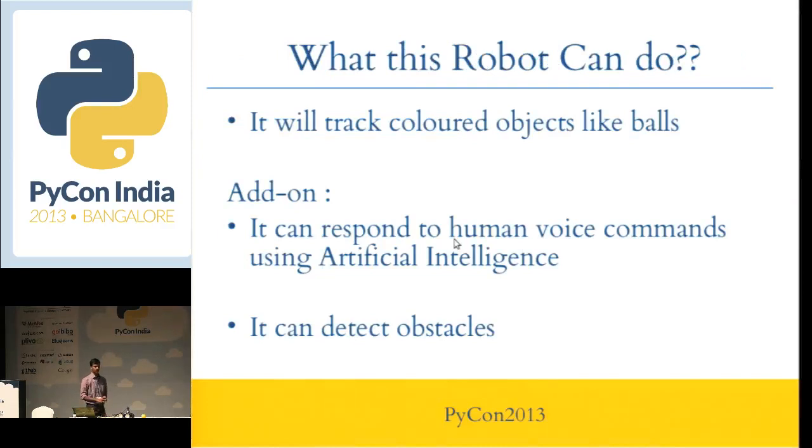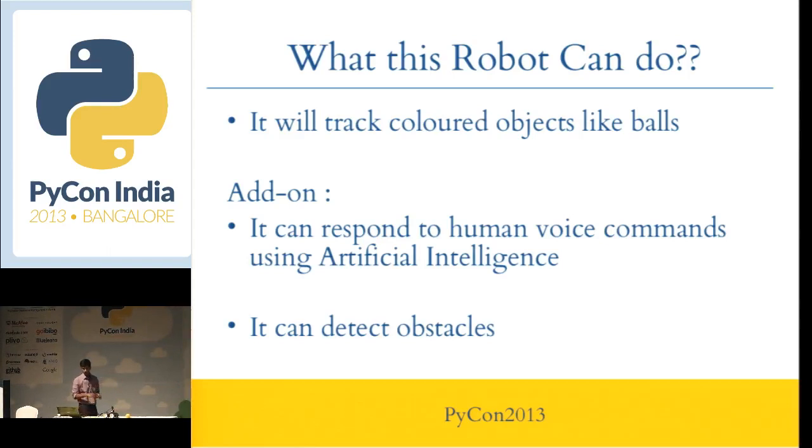First, what can this robot do? As I said, it can track colored objects. It has a webcam and there is a ball. So it can track. I will show the demo later. It can track objects, and there are some add-ons, but I didn't do them in this hardware. It can respond to human voice commands, and using artificial intelligence it can reply, and it can also detect objects using an ultrasound sensor, which I will explain later.